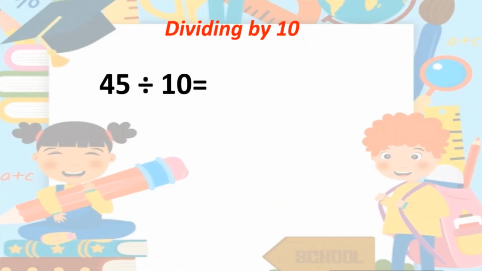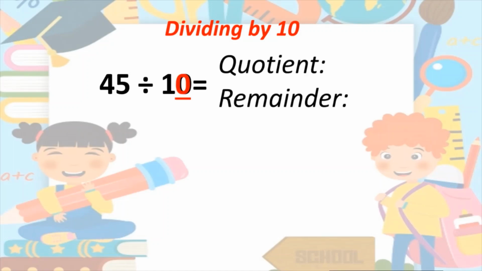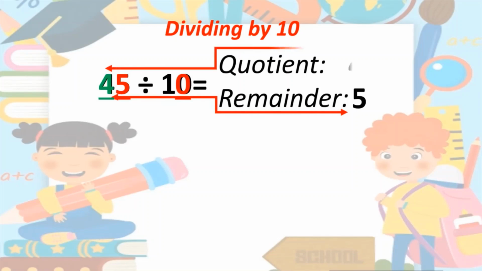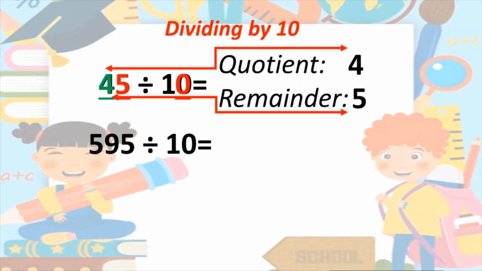Here 45 divided by 10. So when we divide a number by 10, we see that the 10 has 1 0. So we remove the digit in the ones place, which becomes the remainder, and the other digit here, that is 4, becomes the quotient. Let us take another example.